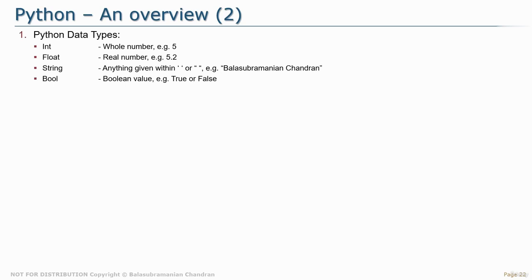There are 4 data types in Python, and they are integer, float, string, and boolean. Integers, represented as int, are whole numbers without a decimal point, for example the number 5. Floating point numbers, represented as float, are real numbers with a decimal point, for example the number 5.2. Strings are a sequence of characters enclosed within single quotes or double quotes, for example Balasubramanian Chandran. Boolean value, represented as bool, will have only a true or false value.